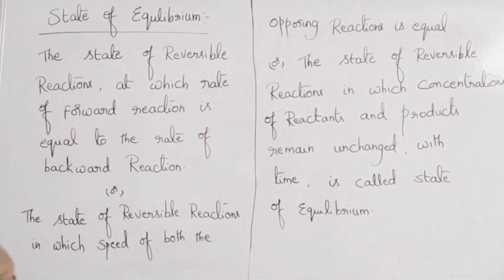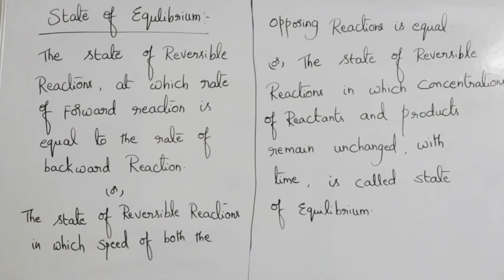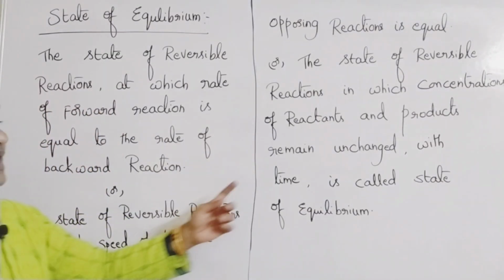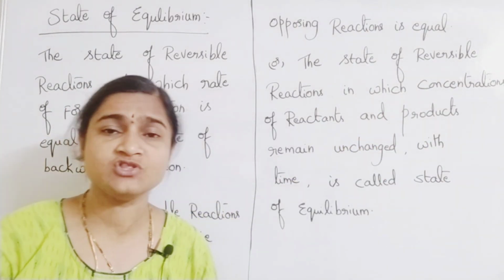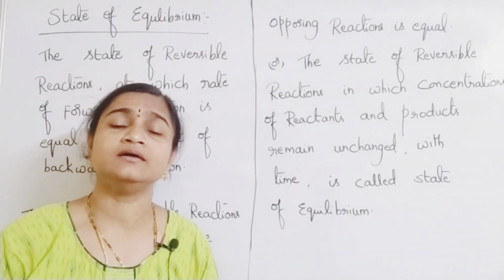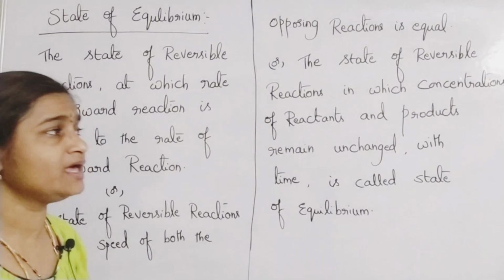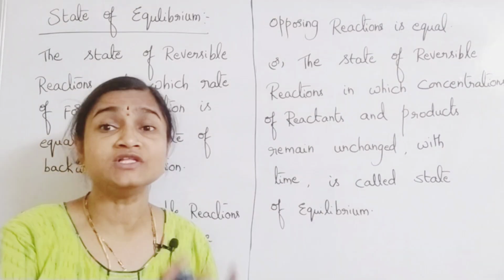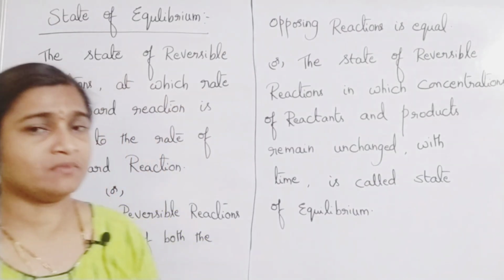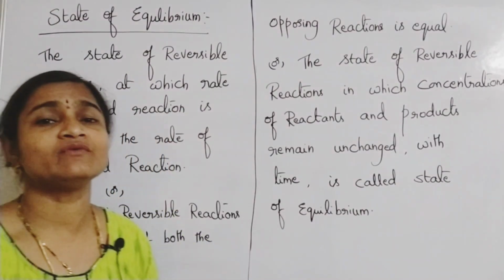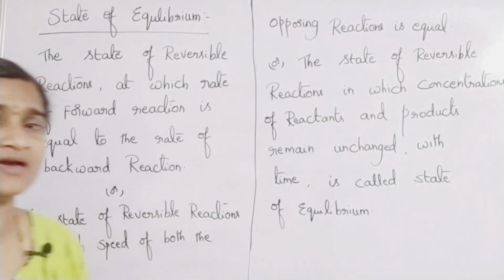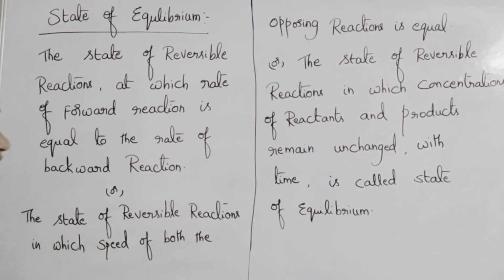Okay, now if the speed of both the opposing reactions is equal, then also you can call it the state of equilibrium. Next, the state of reversible reactions in which the concentration of reactants and products remains unchanged. If the concentrations remain unchanged with time, then also you can say that the state of equilibrium has been attained in that system of reactions. Okay, so this is the definition for what? Equilibrium state.